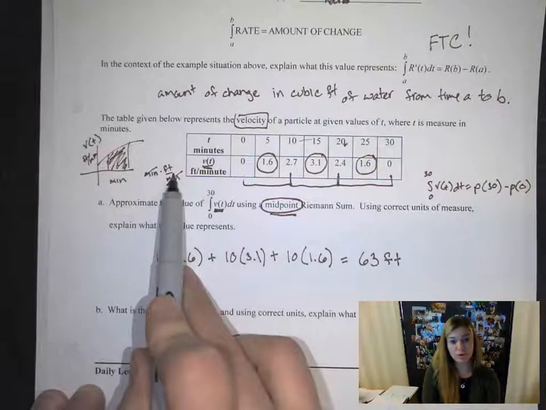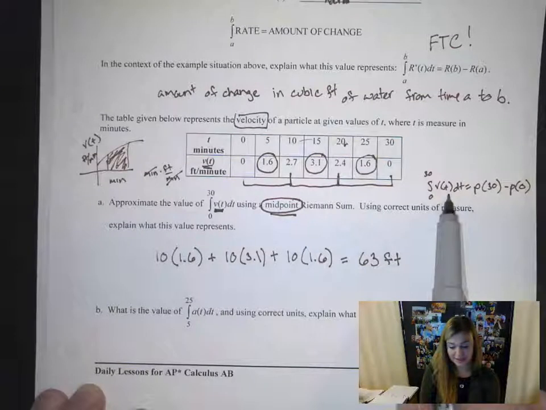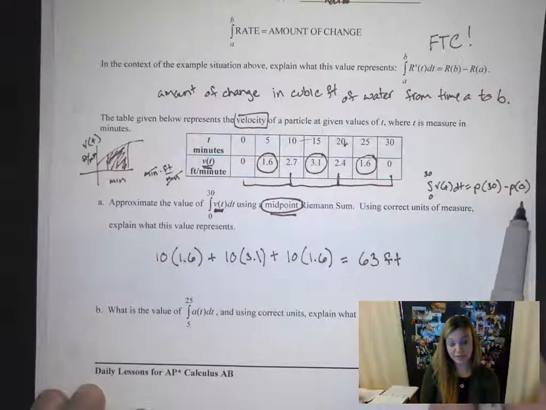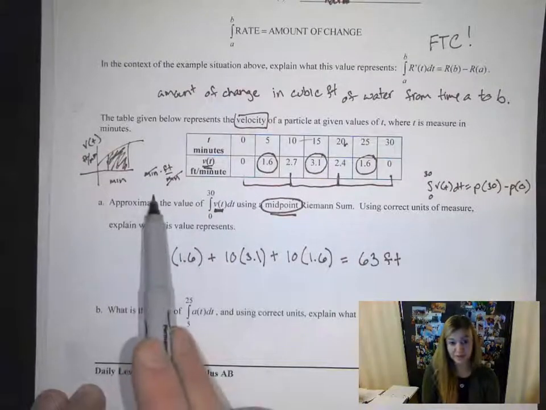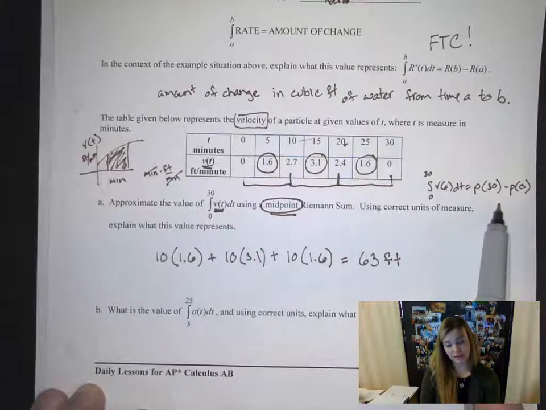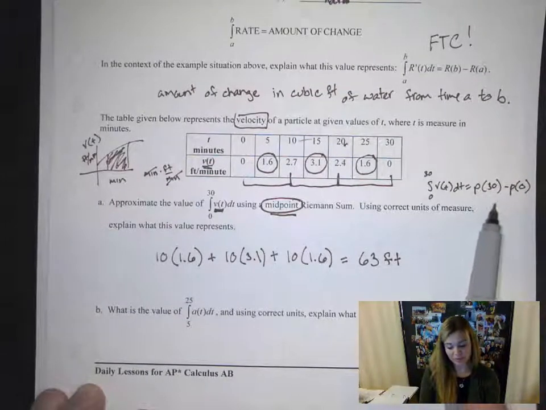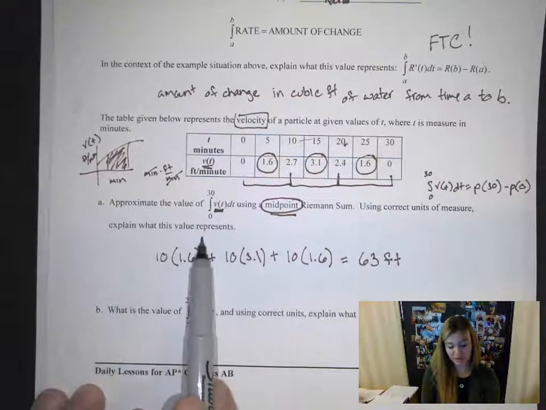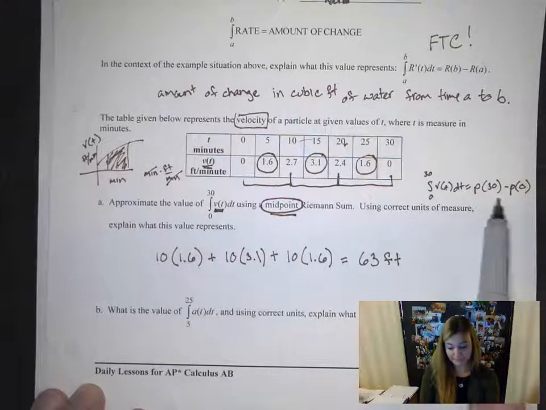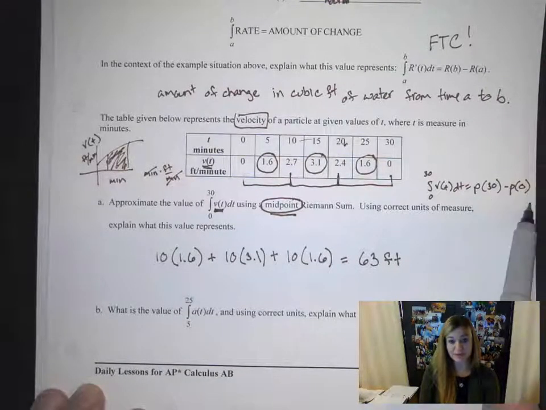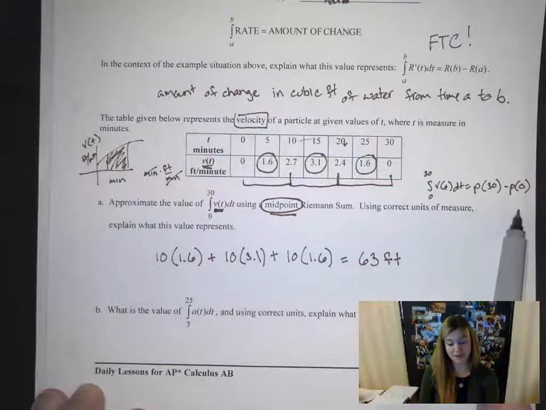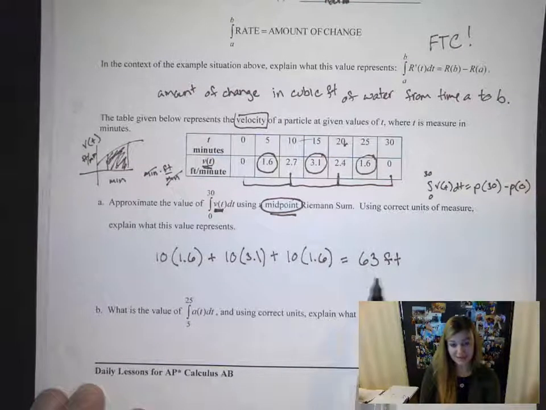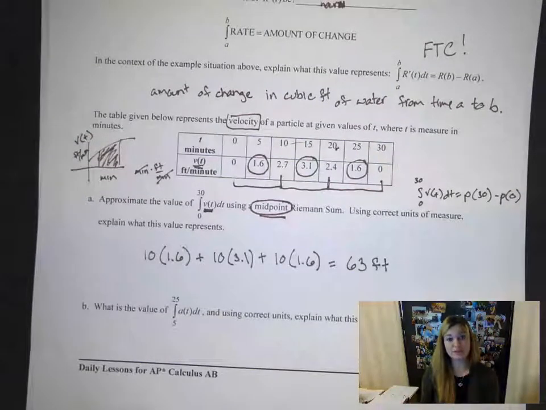Or if you do the fundamental theorem of calculus, the antiderivative of velocity is position. Position at 30 minus position at 0. This is helpful in thinking about units. This is also helpful in thinking about units. But this is helpful to think about using correct units of measure, explain what this value represents. Since I'm doing p of 30 minus p of 0, that's my position at 30 minus my position at 0. What I get here, the 63, is going to be the amount of change in position.